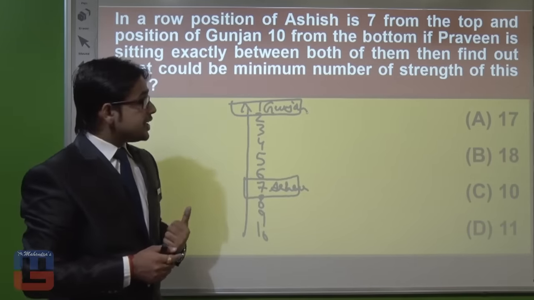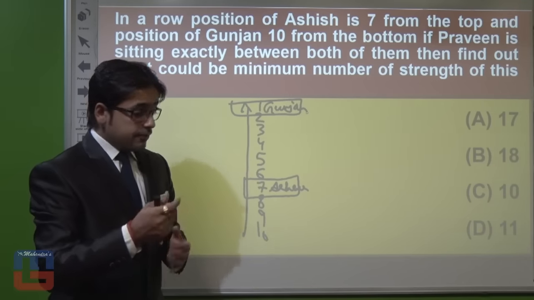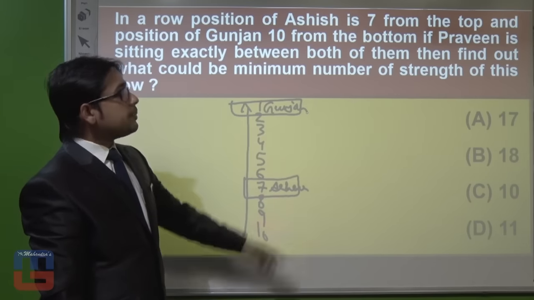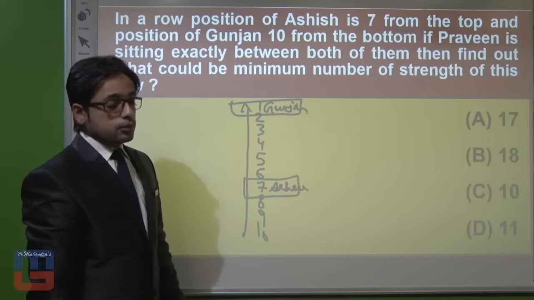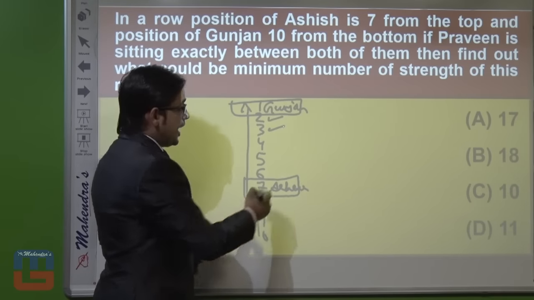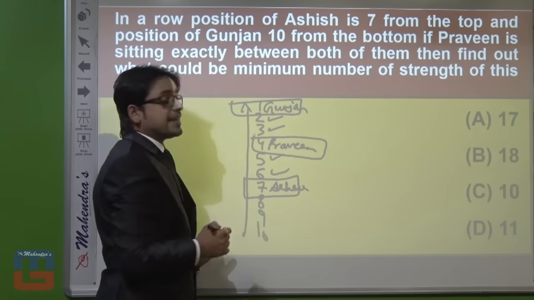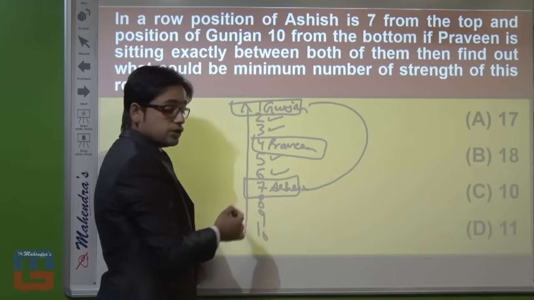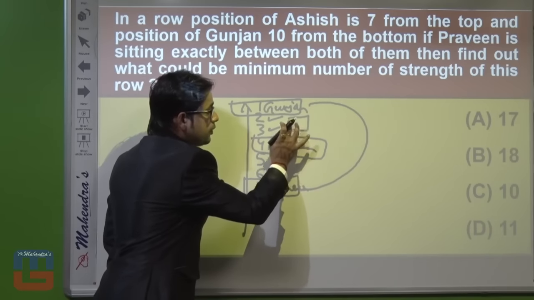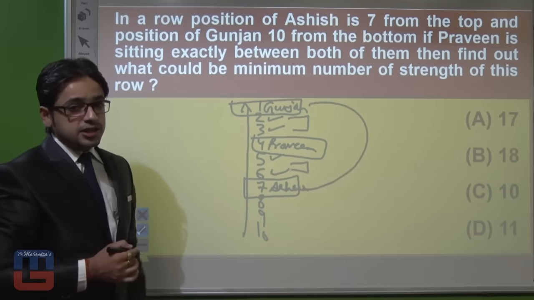If you want to analyze the strength in a minimum pattern, then you are supposed to do the calculation in a very sophisticated, very precise manner. Like Ashish is 7th from the top, Gunjan is 10th from the bottom, and Praveen is sitting exactly between both of them. It means, as you can see here, two people are above and two people are below Praveen. It means Praveen is sitting exactly between Ashish and Gunjan. Why is Praveen exactly between Ashish and Gunjan? Because only two chairs are vacant over here and two chairs are vacant over here. It means Praveen is sitting exactly between Ashish and Gunjan.